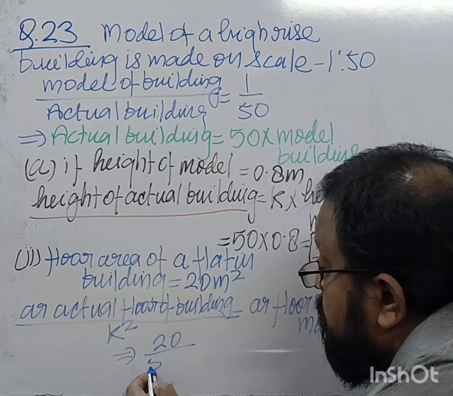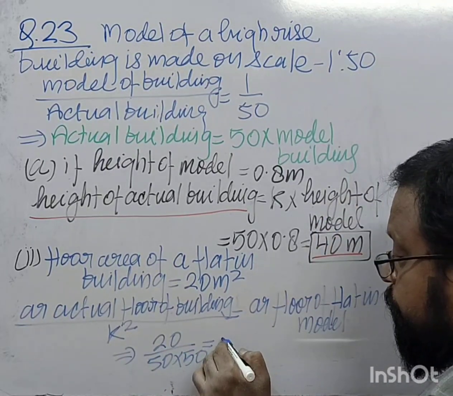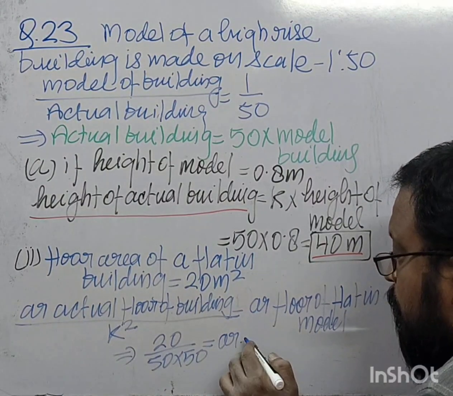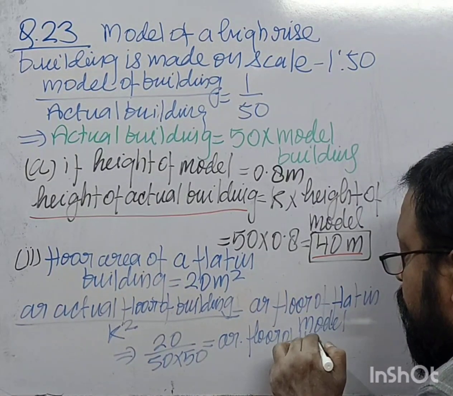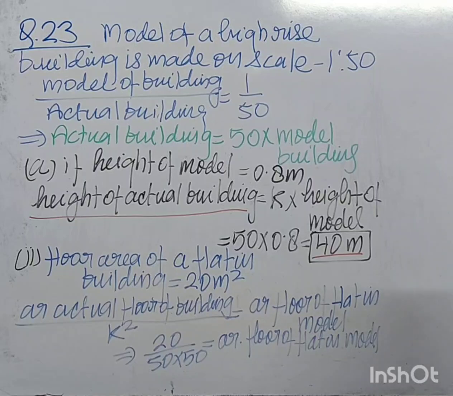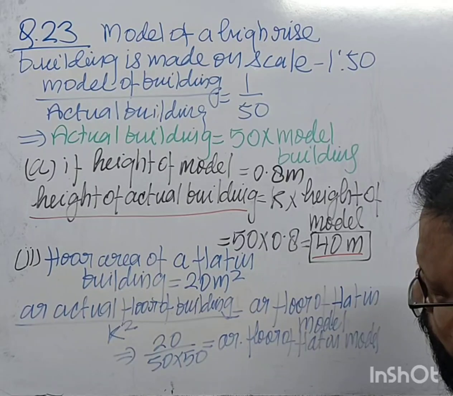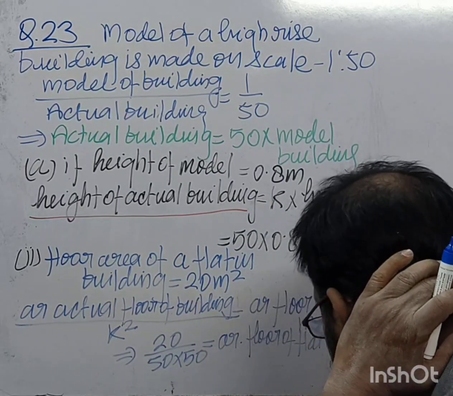So we can write 20 upon K, means 50 into 50, is equal to the area of floor of flat in model, right? So how much will it be? Hmm? 125.